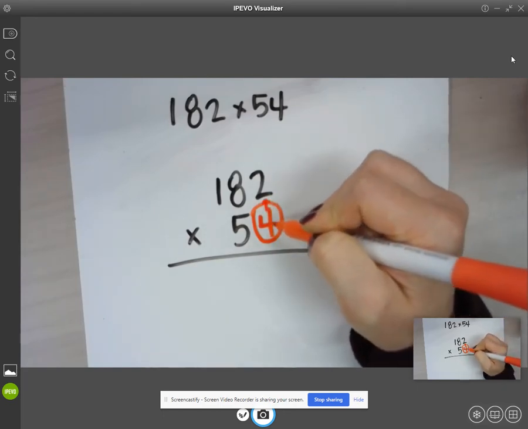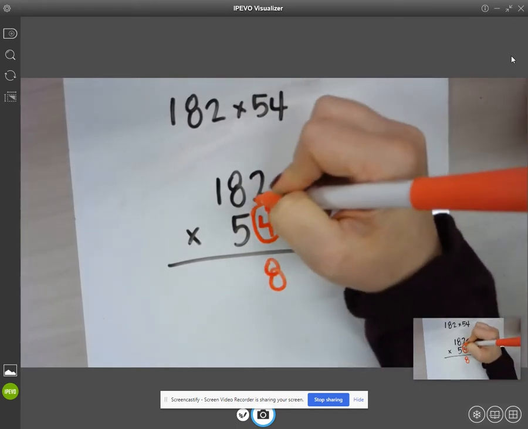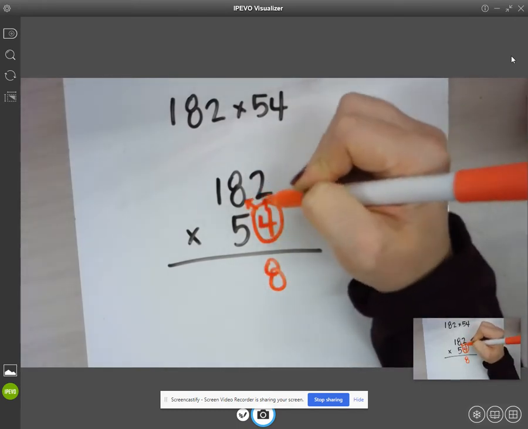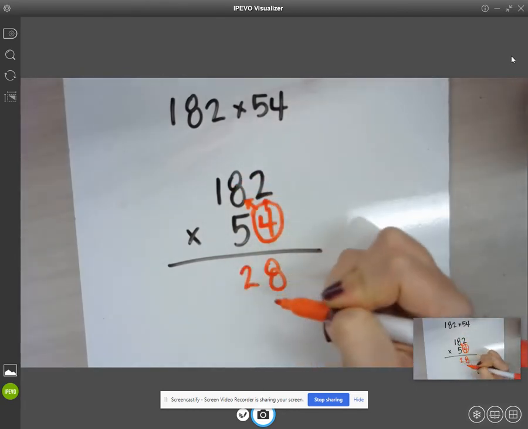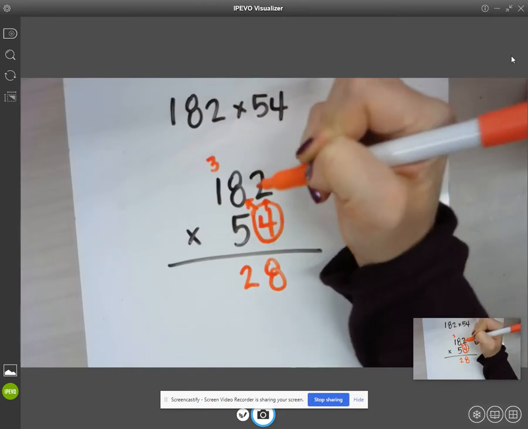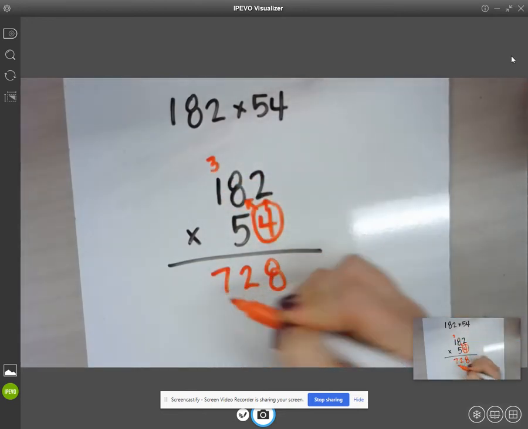So here we have our 4 times 2 gives us 8. Then the 4 is going to take a turn hanging out with this 8. 4 times 8 gives us 32. Here's my 2. Carry my 3. 4 times 1 gives us 4, plus 3 gives us 7.